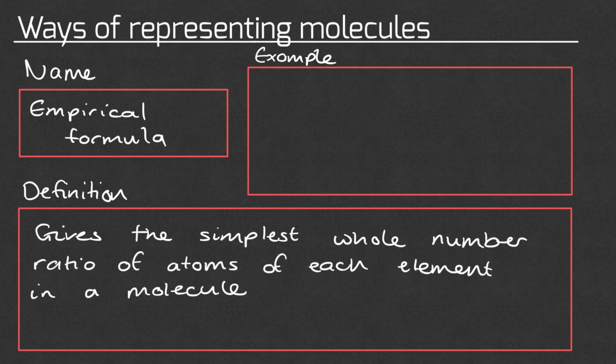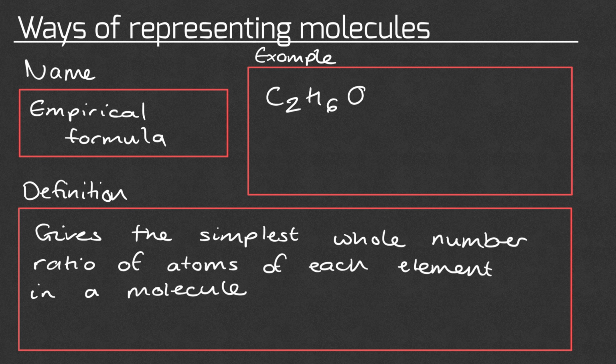This gives you the simplest whole number ratio of the atoms of each element in a molecule. We don't typically use this as a way to write molecules in an equation, for example, but as you go through the course, there are several times where the empirical formula is used, as it can be a way of experimentally deriving the formula of a particular molecule.